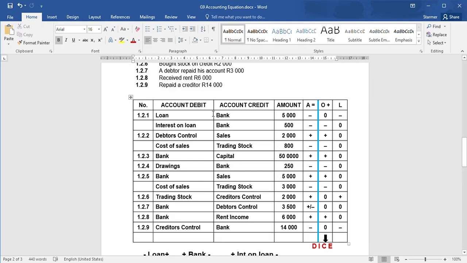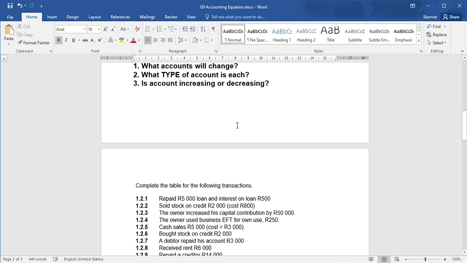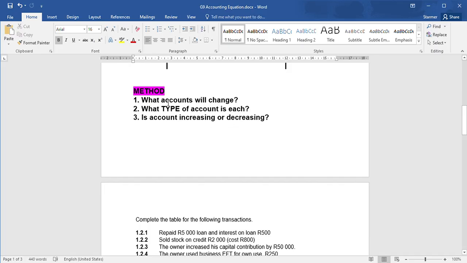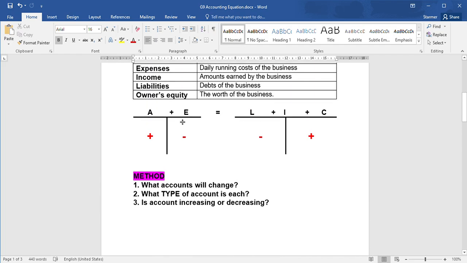So when you're doing this aspect of the table over here, you can ask yourself three questions. You can ask yourself, what accounts change? Which two accounts are going to change? Then you're going to ask yourself, what type of account is each? In other words, is it an asset, expense, liability, income, or capital? And remember, assets and expenses are plus minus, liabilities, income, and capital are minus plus. And then you're going to ask, is each account increasing or decreasing? So let me show you how it works by going through some examples.